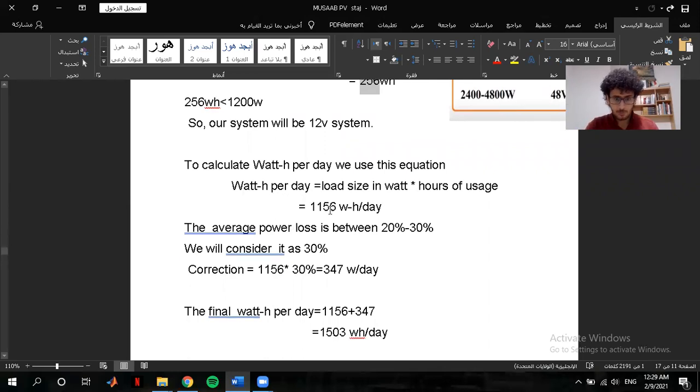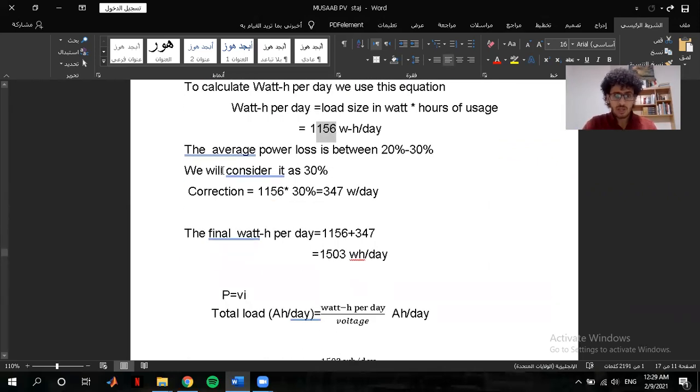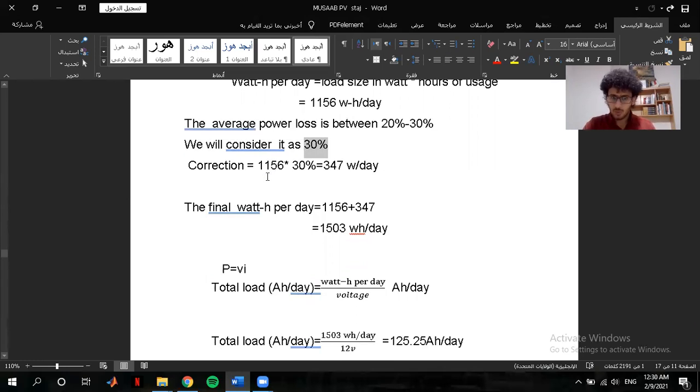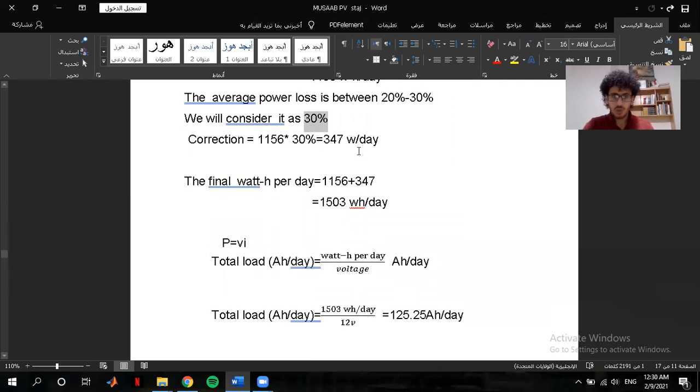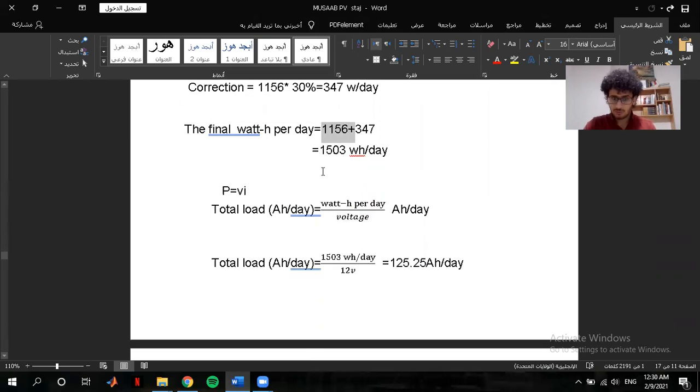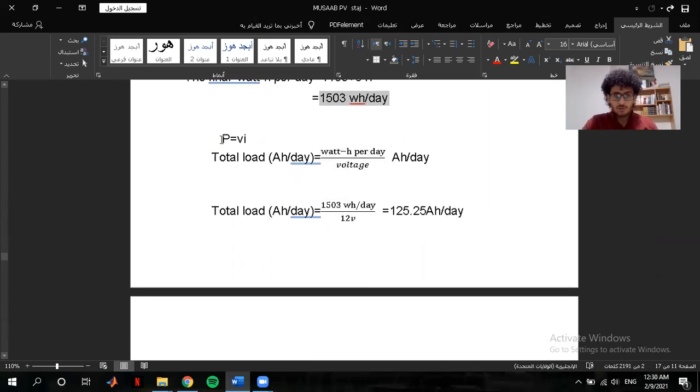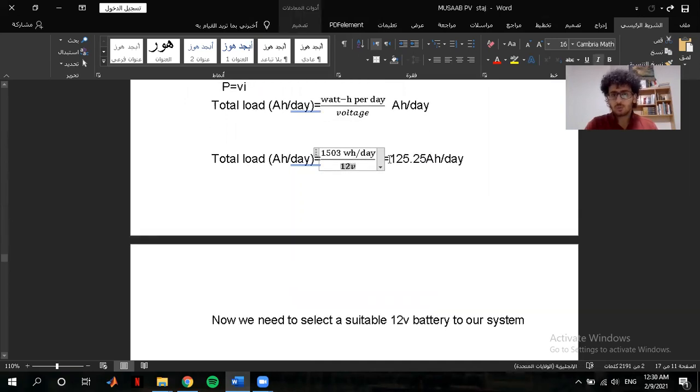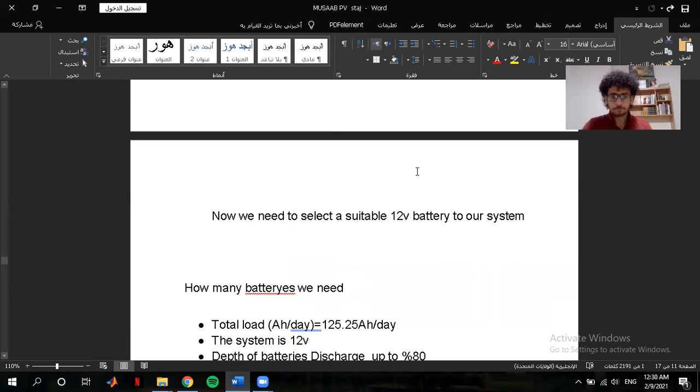The calculations, okay, we did that before in the table. The average power loss is between 20 and 30%. I'm going to consider it as 30%. We multiply the total watt-hours in a day by 30% and we get 347 watts of power loss. We add it to the total power, so our power in a day is 1503 watt-hours. From this equation, we want to find the ampere-hours in a day. We divide the power by 12 volts, since our system is 12 volts. We get 125 ampere-hours per day.